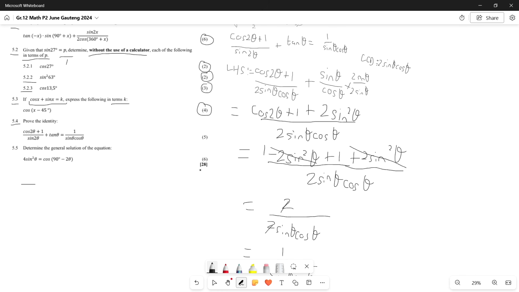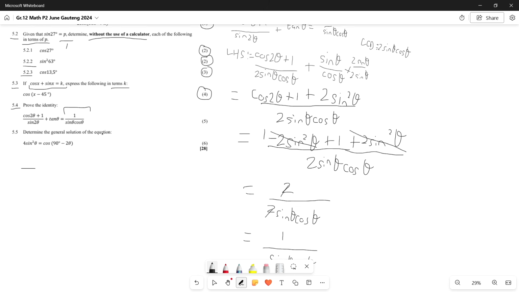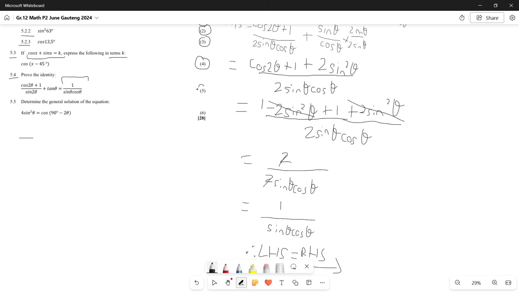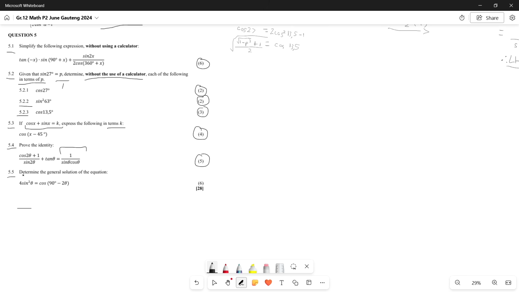And this is exactly what we had on the right side to begin with. So we just proved that the left-hand side equals the right-hand side. So we can just go ahead and write that LHS equals RHS. And that just earned us 5 marks over there. And then last question over here, determine the general solution of the equation for 6 marks.